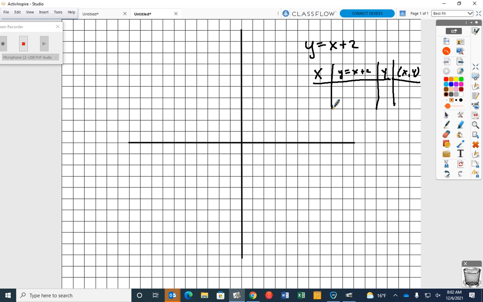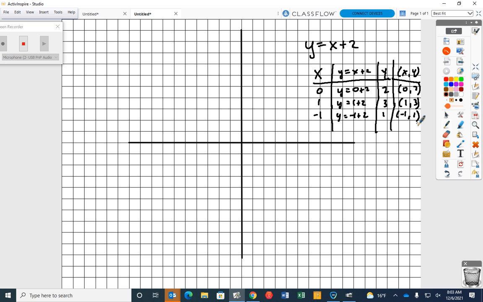Now, always the easiest one to start with, and this will hold true for today's lesson also, is 0. If I make x 0, y equals 0 plus 2. What's 0 plus 2? 2. So this first point would be 0, 2, right? If I did 1, y equals 1 plus 2, y equals 3. This would be 1, 3. If I did negative 1, y equals negative 1 plus 2. What's negative 1 plus 2? 1. Okay, so far I've already got 3 points, right?